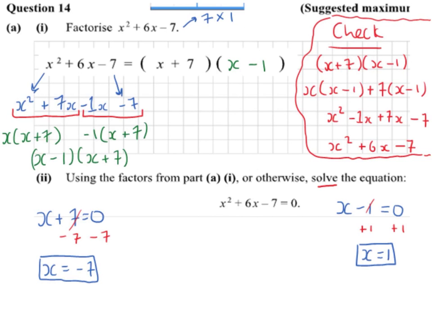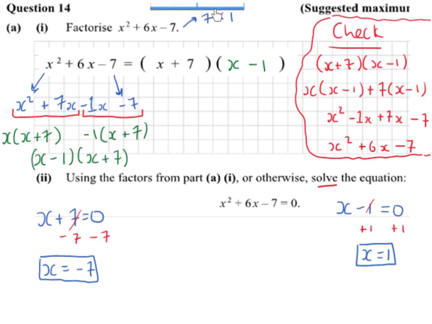So what I need to do is have a look at the sign in front of the constant, which is the sign in front of the 7, the number at the end, and that's a minus. And this tells me that these two signs here are going to be different. If it was a plus, it would tell me that they're going to be the same. But it's a minus, so I know that they're different.